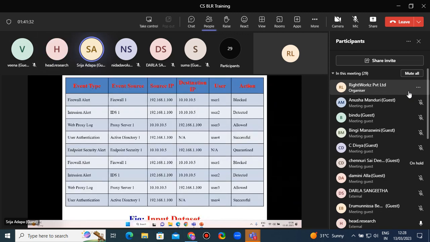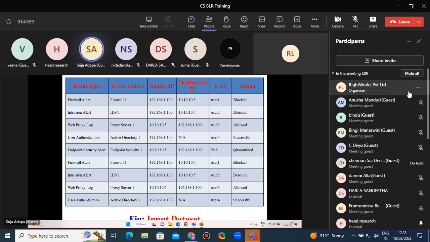This was the input data set we have taken. In event type, event source, source IP, destination IP, user, and action: firewall alert. If we give firewall 1 as the event source, then the source IP address is 192.168.1.100. The destination IP address is 10.10.10.5. Here is user 1, and the action given is block.